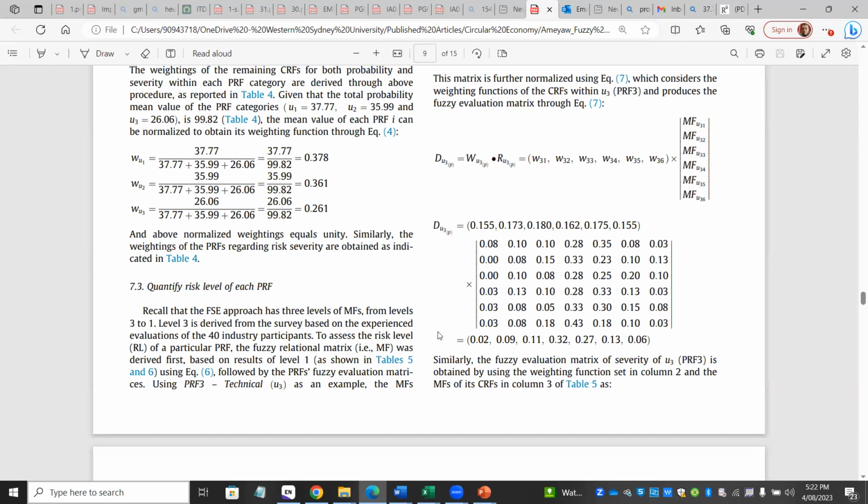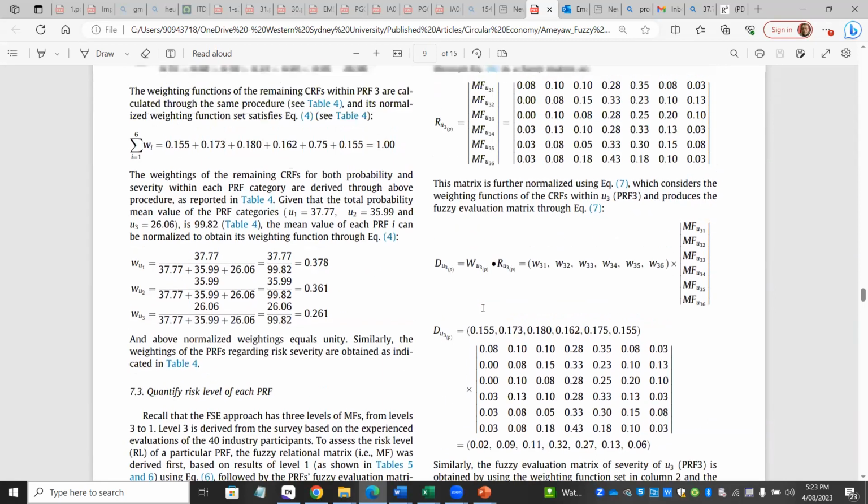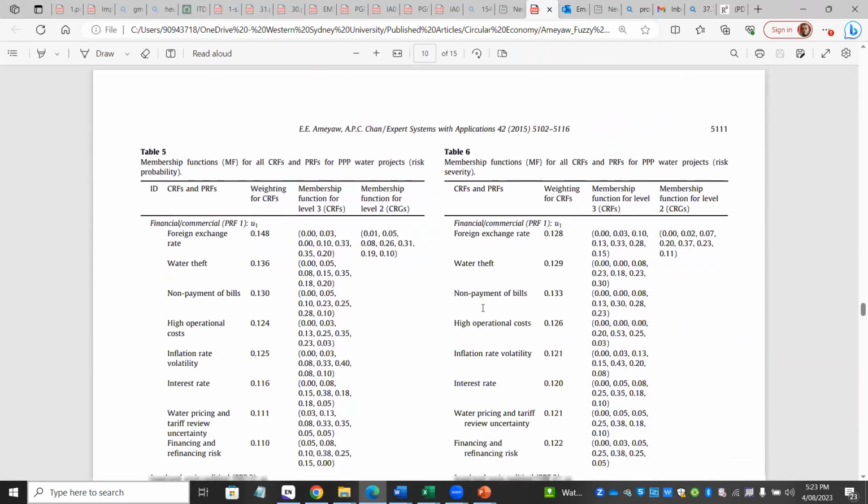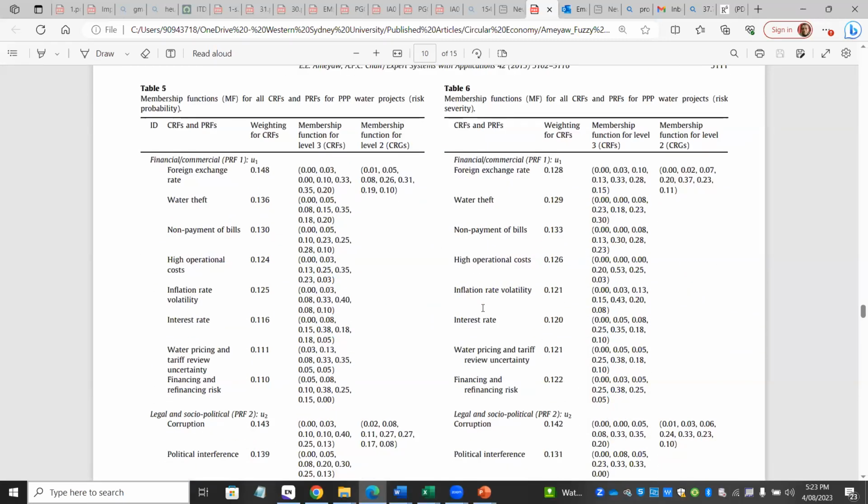So that's it. Okay. So that's the membership function that you can generate for group 3. We have to do the same thing for group 2 and group 1. And this table presents it better.